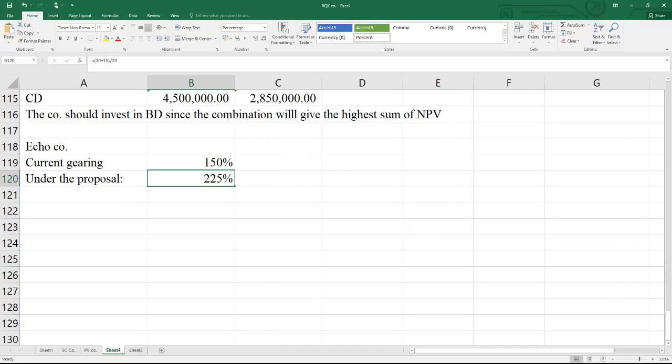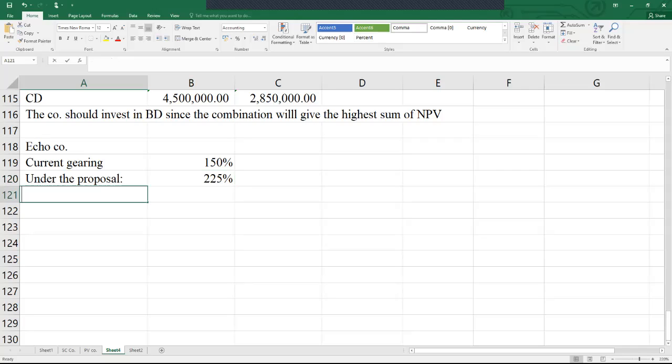Clear, Sakina? Yeah. Okay, great. Therefore, if the company goes ahead with this proposal, then the company gearing, instead of improving, becomes worse off. Is this a good proposal? No, definitely not. Therefore we can make a comment on the proposal.